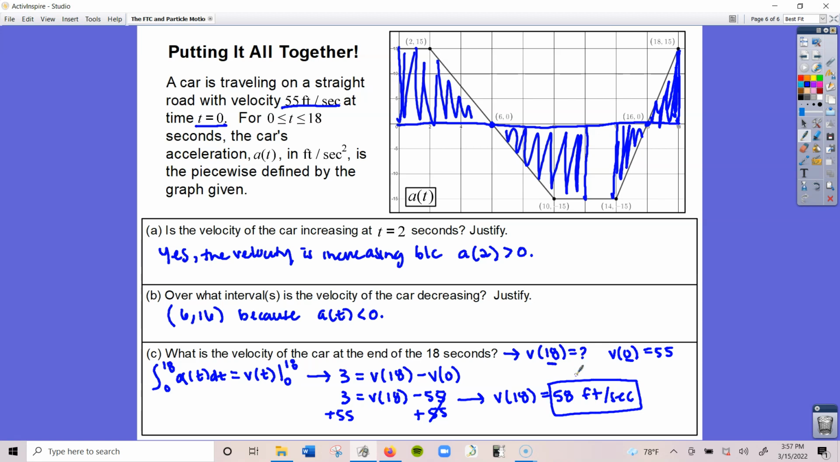And that's basically a review of a lot of things that we've done with particle motion and adding on to it using the fundamental theorem of calculus.